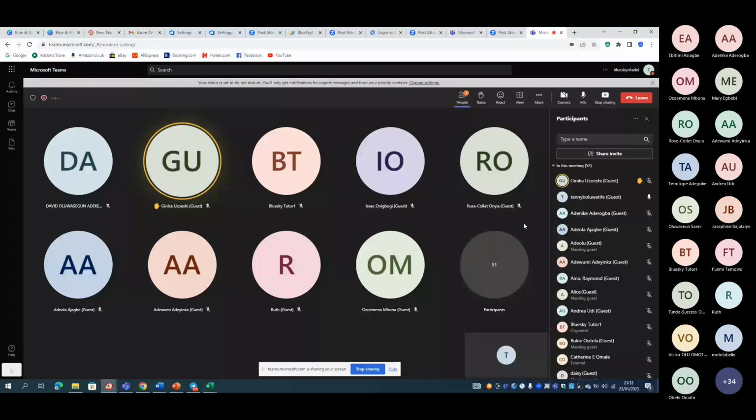Okay, we're done with our role play. Any question? Ginika, my PO, thank you very much for volunteering. You're welcome. You did so well. Thank you. Any feedback, any comment, any question?